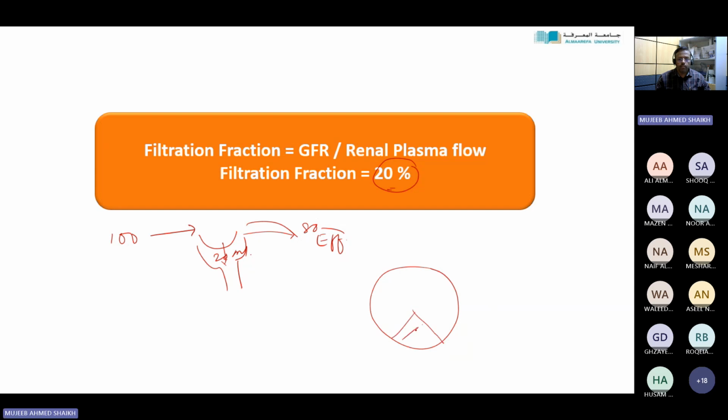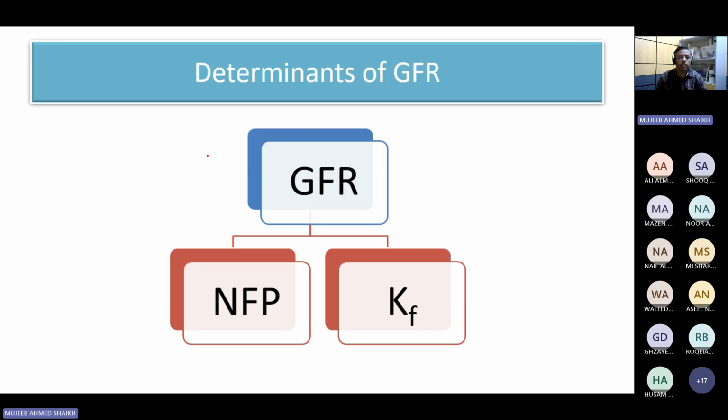Out of this much amount, it is filtered. So we say it is 20% of the total 100%. This is called a fraction, a part, a piece or a small piece. So 20% is filtered. We call it the filtration fraction.